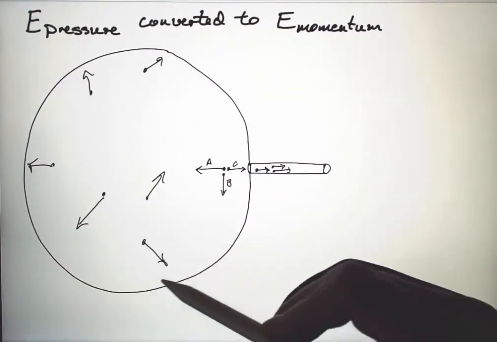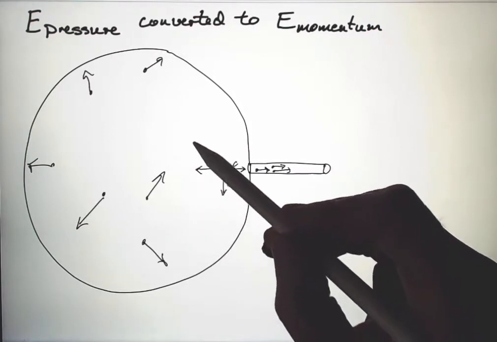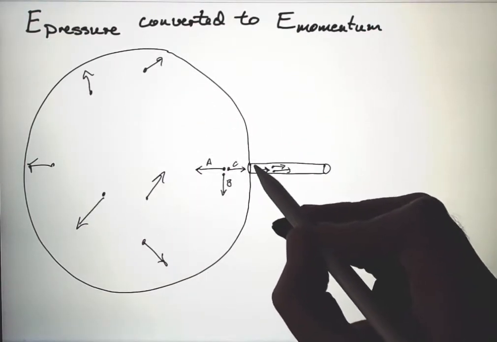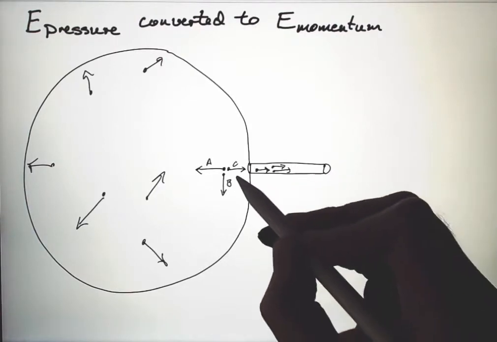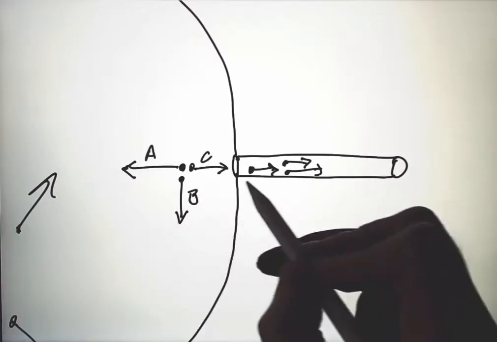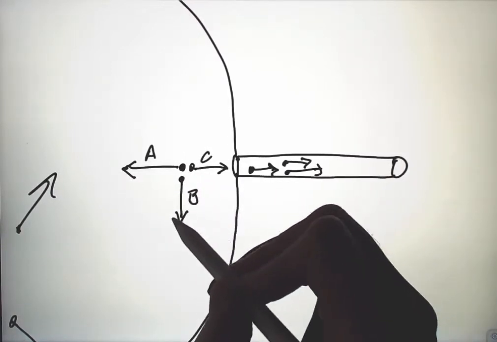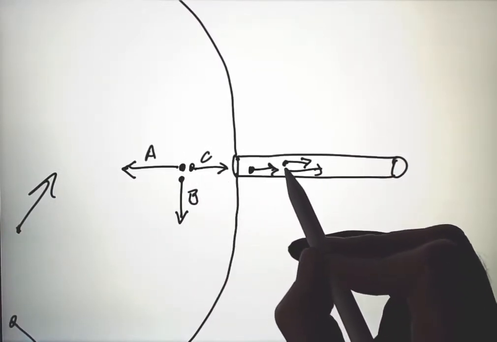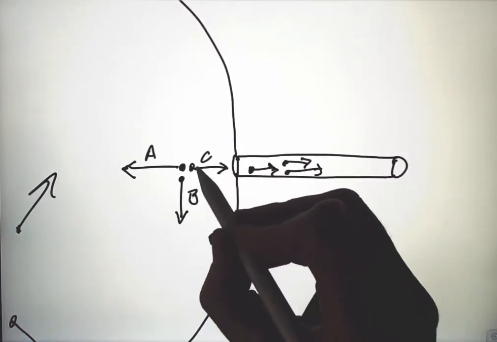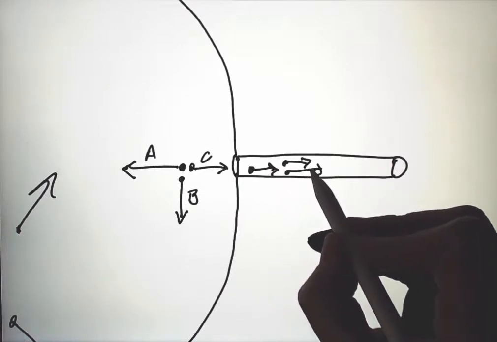How is energy of pressure converted to energy of momentum? Let's think about our sphere again with molecules moving at random within. That's energy of pressure. Now let's put a hole in the side and a little tube. Let's zoom in on these molecules here. A is moving away, it can't enter the tube. B is moving laterally, it can't enter the tube. C is moving in exactly the right direction to enter the tube. In fact, any molecule that enters the tube has to be moving in this direction.